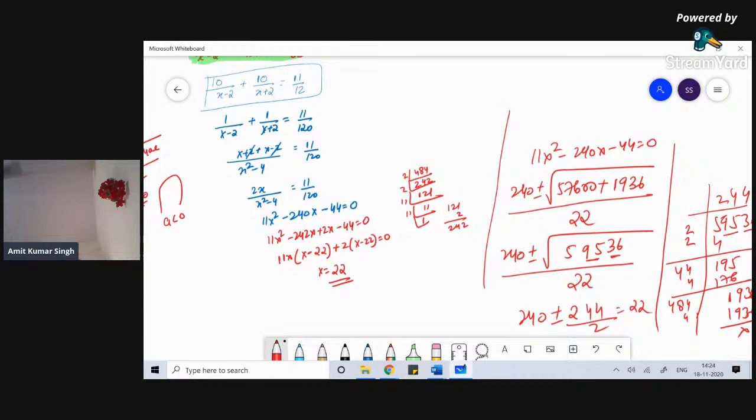Clear? So the answer for this, the value of x, the speed of the boat in still water, would be 22. Anyone have any doubt?